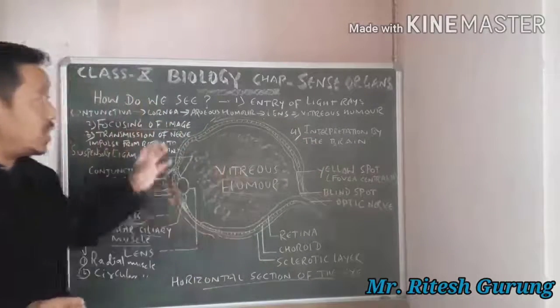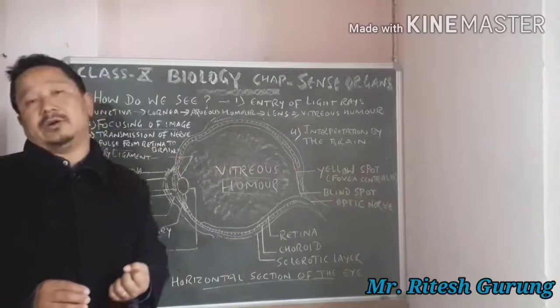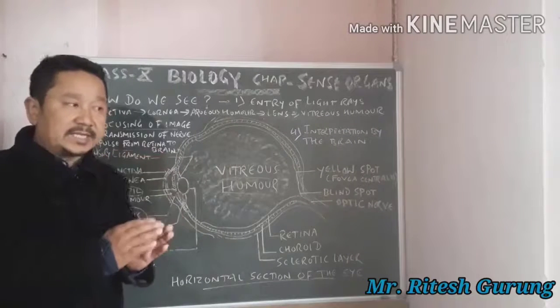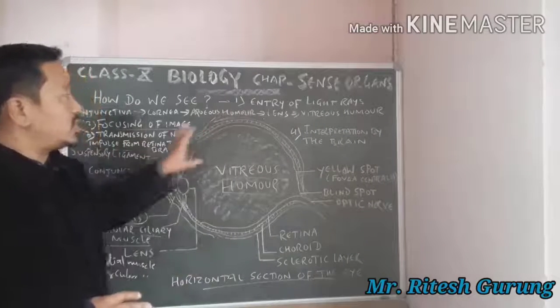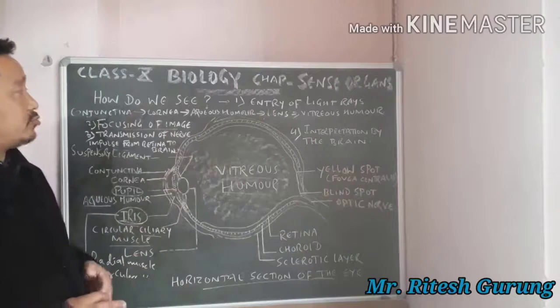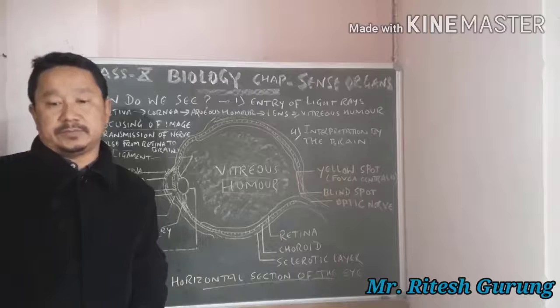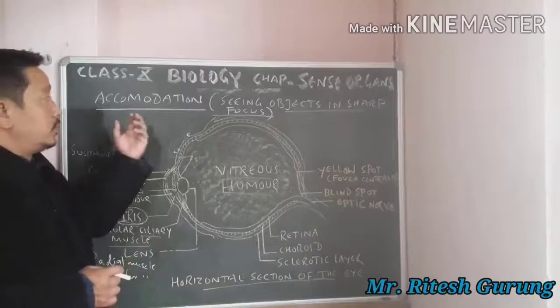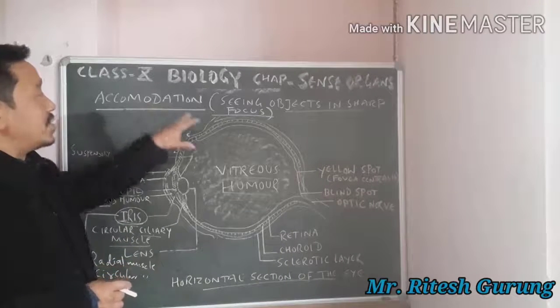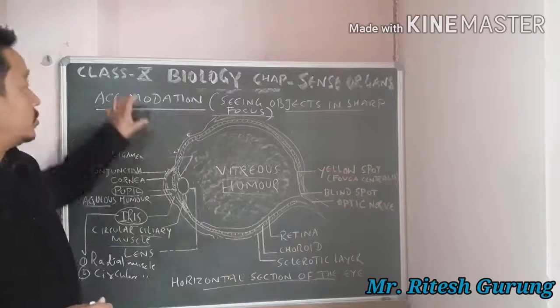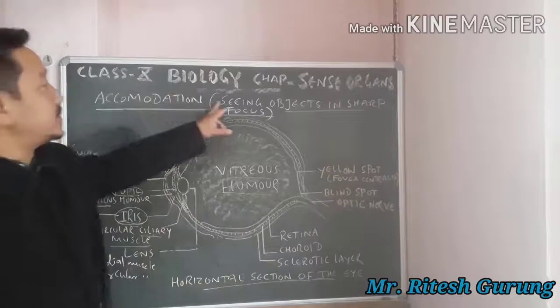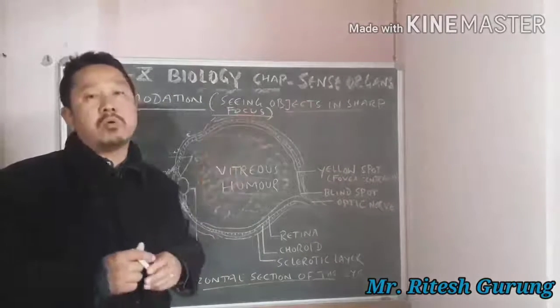Okay, so this is how we can see an object. For understanding this, we need to know these 4 points in this sequence. So this is how we see an object. Now the point that you have to know is accommodation here. Accommodation means seeing objects in sharp focus.